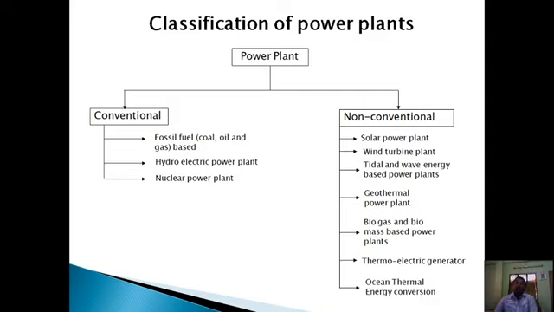We can classify power plants on the basis of conventional and non-conventional. Under the conventional, we have power plants based on fuel, which can be coal, oil or gas, hydropower plants, and nuclear power plants. All these power plants come under the conventional category. The non-conventional category includes solar power plants, wind power plants, tidal power plants, geothermal power plants, and biogas. So these are the non-conventional power plants.